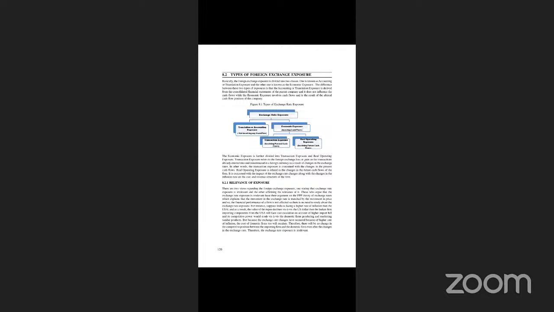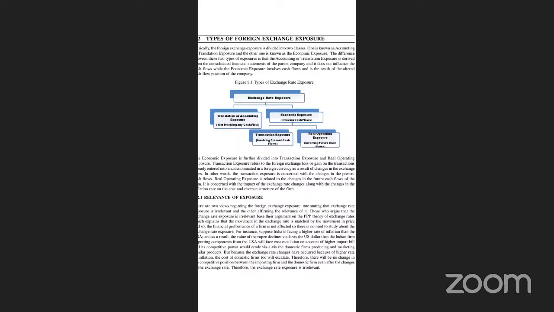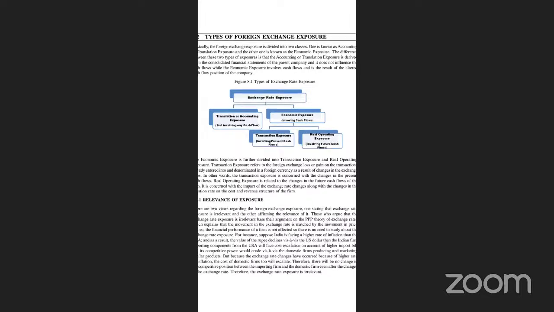Look at the types of exchange rate exposure. It consists of two: translation or accounting exposure, and economic. Under economic, transaction and real operating.